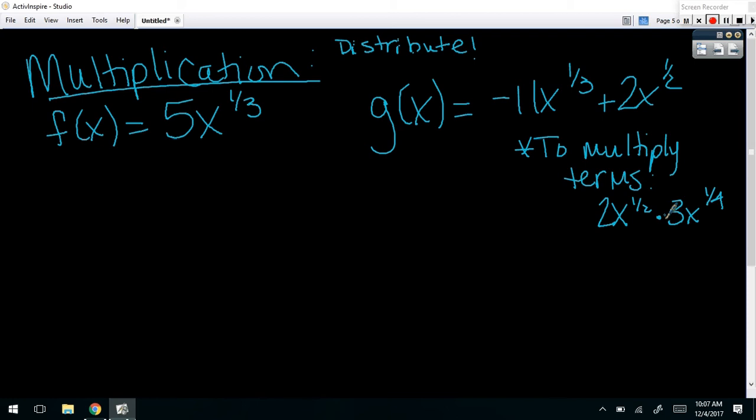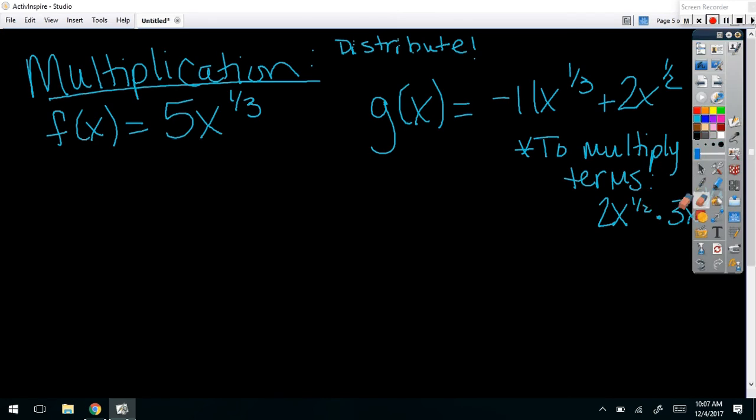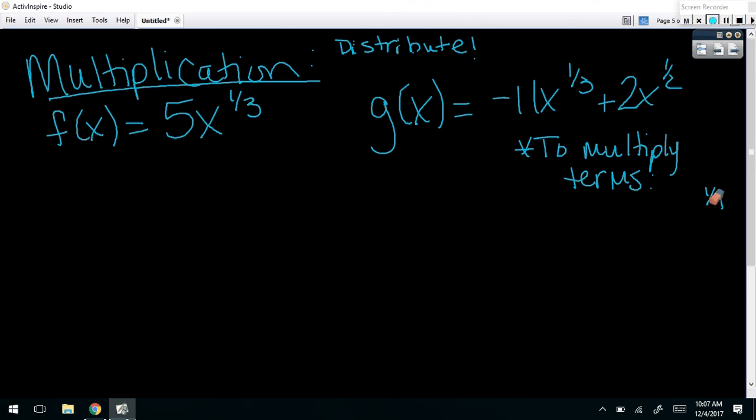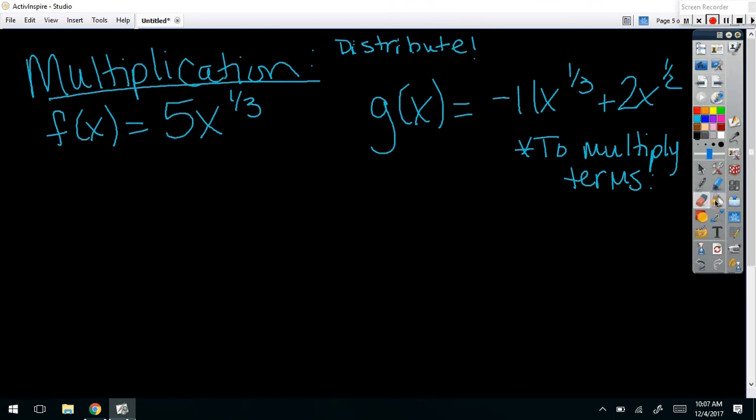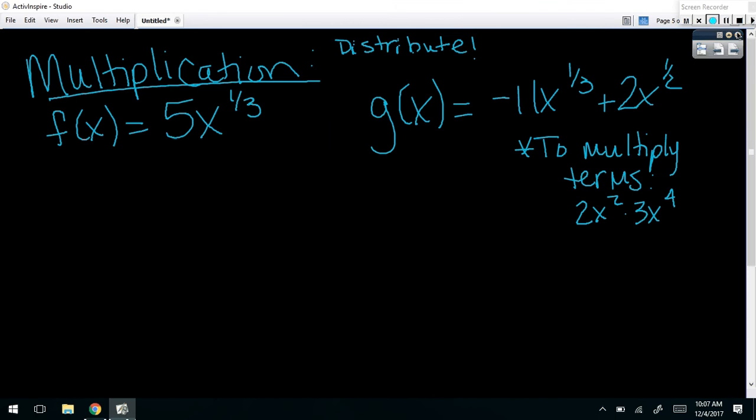I'm multiplying this time, Kevin. You combine the exponents by adding them. And actually, let me change this a little bit. Let's change it to 2x to the 2nd times 3x to the 4th. So we do it with whole numbers first, so you see.